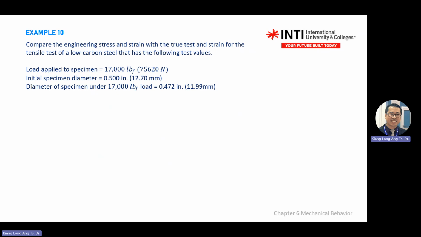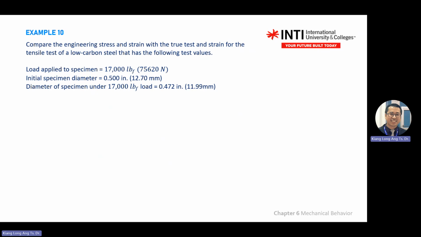So engineering stress: you take this value, 75620 Newton, divided by the area, pi d square over 4. This is diameter. I saw some careless mistakes here also in the previous test and final exam. We give you diameter, and the student uses pi r square. You need to square the diameter. So to solve this kind of question, always write a general equation: stress equals force divided by area. Then you get one value.